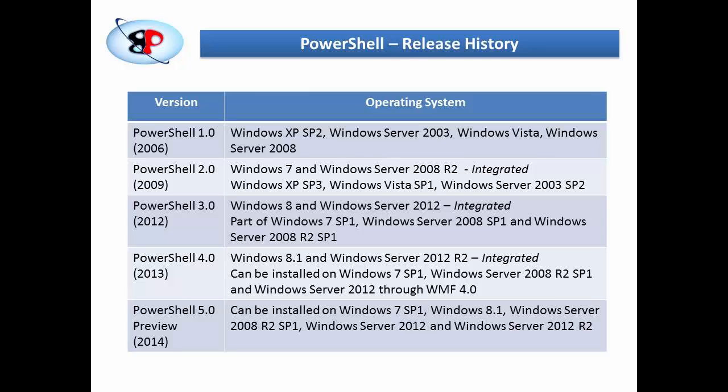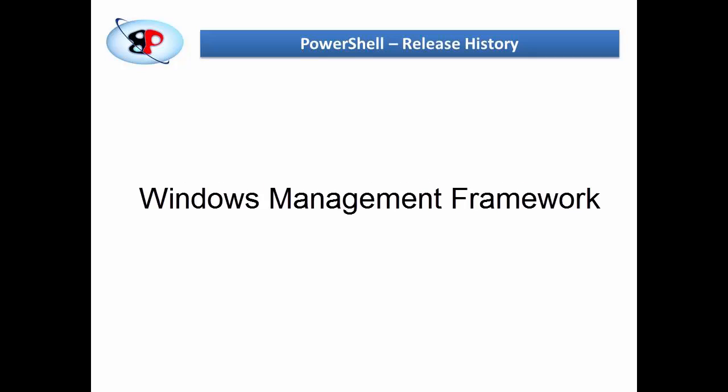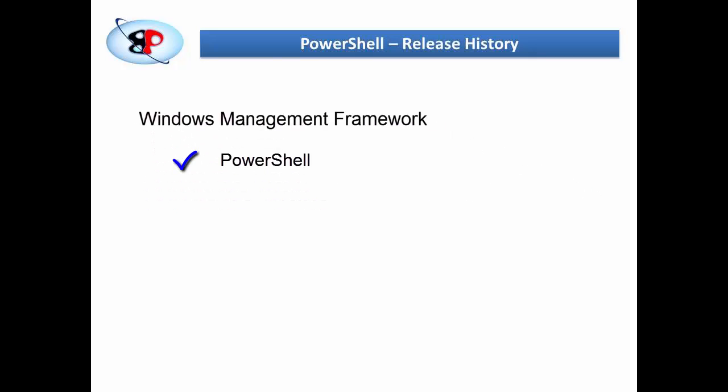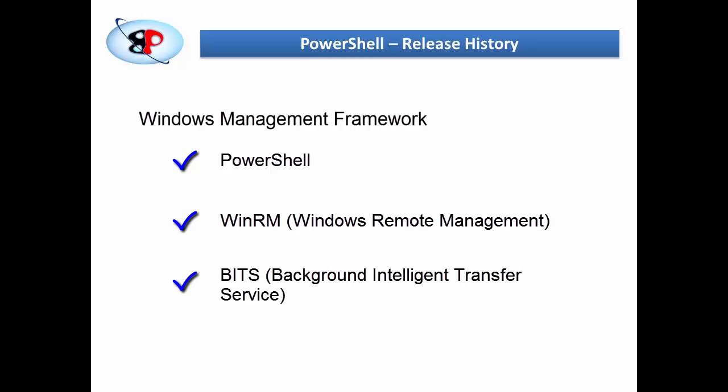Now, since the release of PowerShell 2.0, it cannot be downloaded separately. PowerShell comes as a part of the Windows Management Framework, which includes two other components, WinRM, which is Windows Remote Management, and BITS, which is Background Intelligent Transfer Service. So if you want to download and install any version of PowerShell, just search for the corresponding version of Windows Management Framework. For example, if you want PowerShell 2.0, search and download Windows Management Framework 2.0.